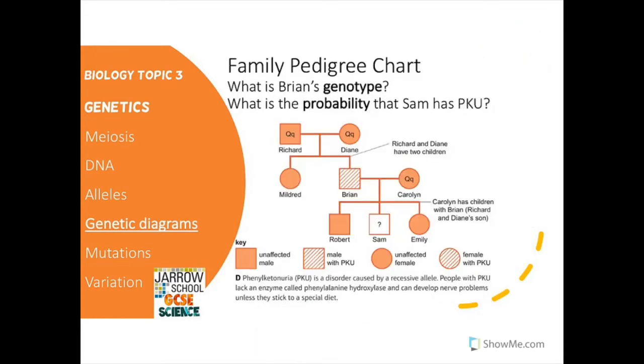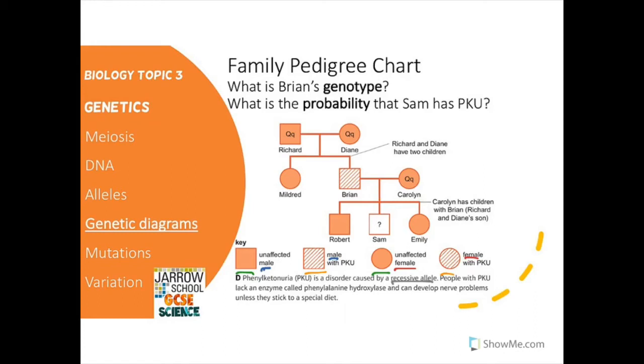So another type of genetic diagram that you need to know about is the family pedigree chart. So pedigrees. And these have a key at the bottom which you need to be able to understand. And it tells you that if it is a square, that person is a male, and if it is a circle, that person's a female. It also tells you that if that is an orange block, then that person does not have the disease. If it is a stripy block, stripy colouring, they do have this disease. It is also telling you that this disease is caused by a recessive allele. So you would need 2 copies of the small allele to have this disease.